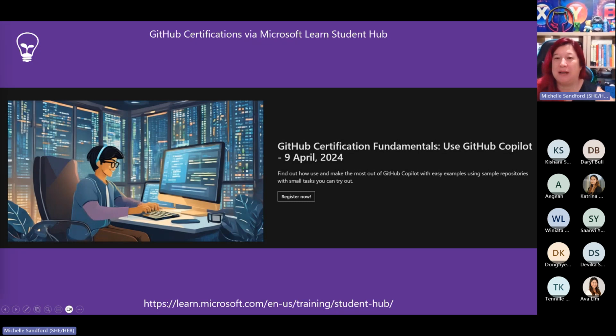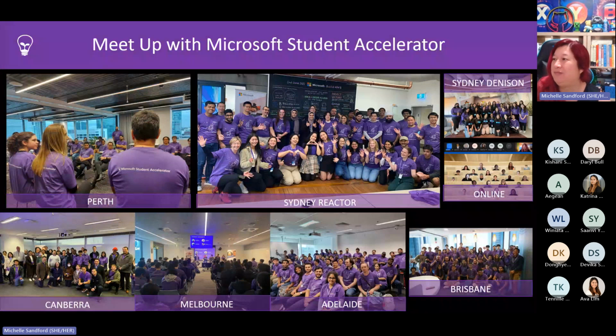Oh, also, on the Student Hub, you can get thousands and thousands of dollars worth of free software. If you scroll down the page, you will get to the GitHub Student Developer Pack, and that has a lot of free software in there, including GitHub Copilot, which is worth $20 a month.